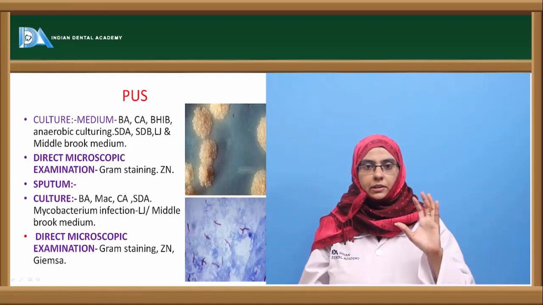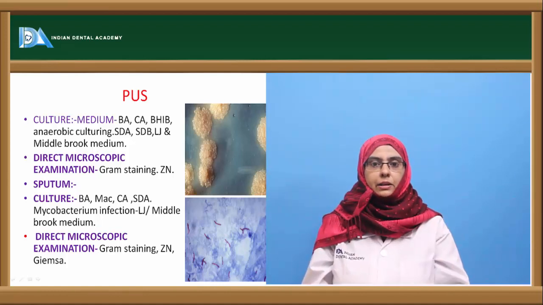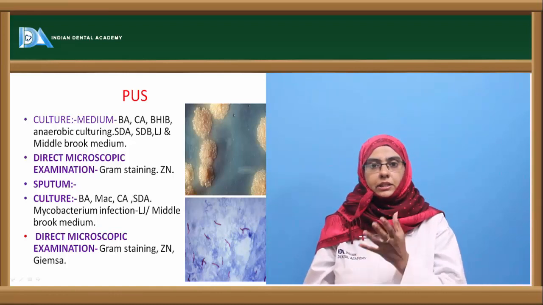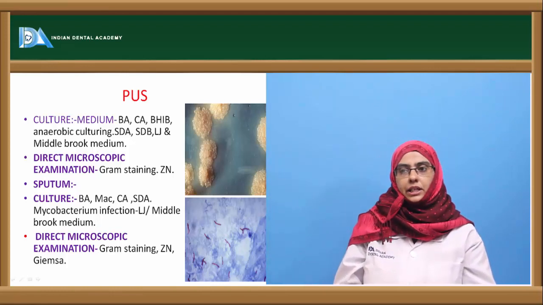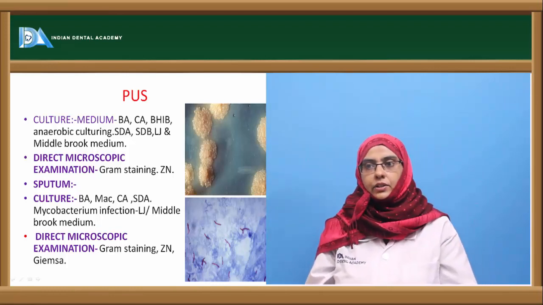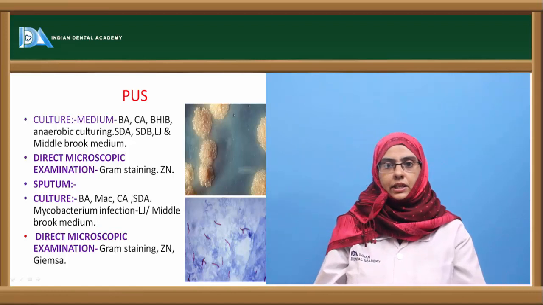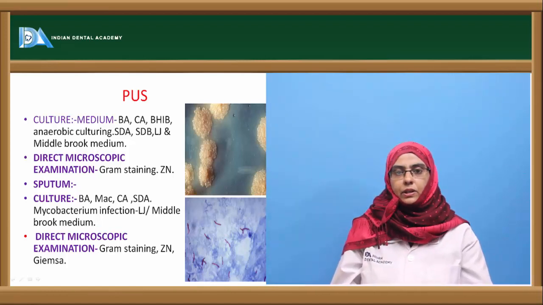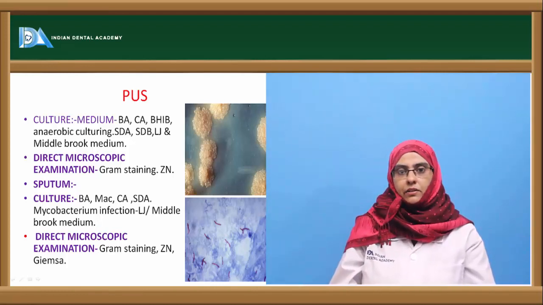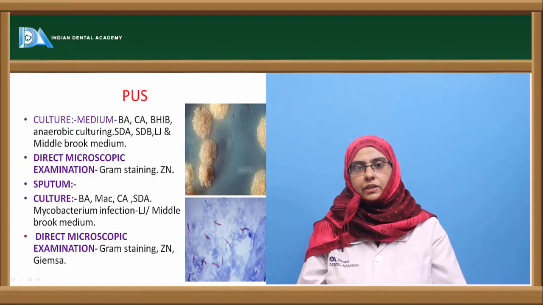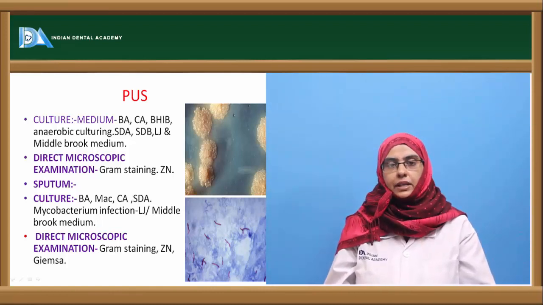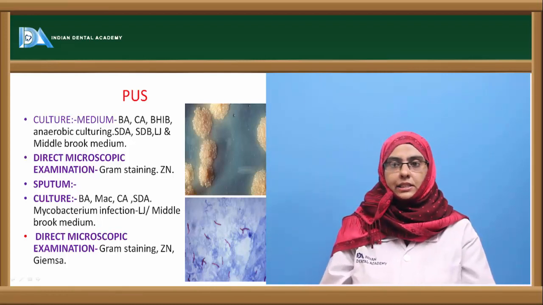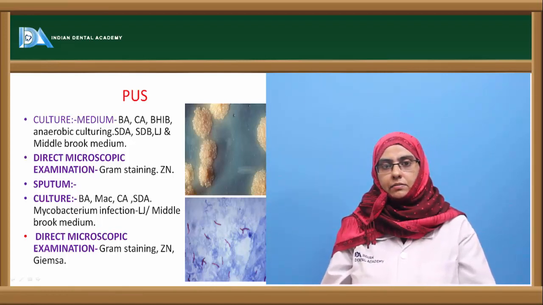Now coming to pus, which is collected from different parts of the area where there is an infection of the microorganism, and due to ulceration of that particular area, pus is released. This pus is usually indicative of anaerobic organisms. Culture media that can be used are blood agar, chocolate agar and BHIB, with anaerobic culturing to identify anaerobic organisms. Then we have SDA and SDB for fungus, and Lowenstein-Jensen and Middlebrook medium for the identification of Mycobacterium species. For direct microscopic examination, go for Gram staining or Ziehl-Neelsen staining to identify the Mycobacteria.